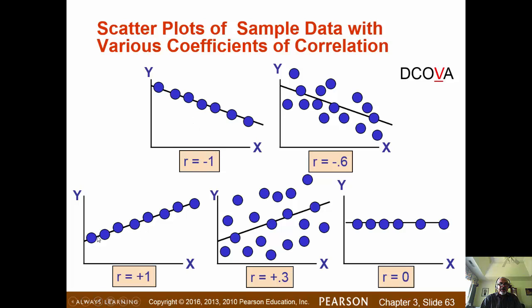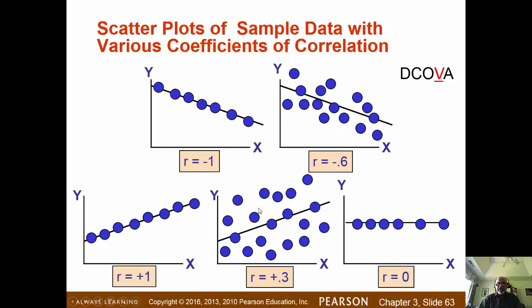So this example tells us where R is positive 1, because there is a positive sloped line and all the points are smack on the line. So here the points are kind of clustered around the line, but not right on the line, and it is negative. So R is more like minus 0.6 or in that neighborhood.